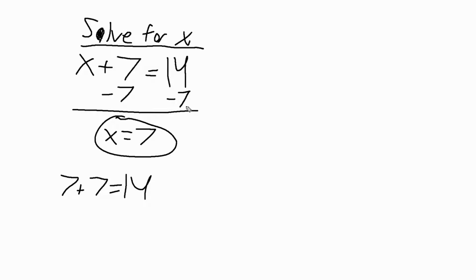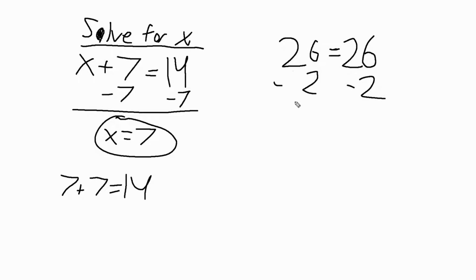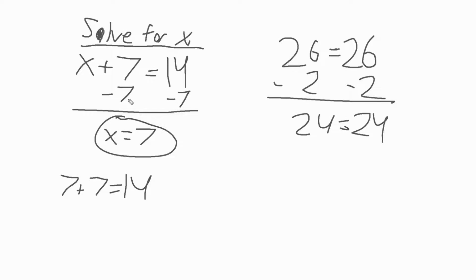You might be wondering why this works. It's basically like if there are two things that are equal to each other, let's say 26 equals 26. If both of these are equal to each other, and we take away, let's say, 2 on both sides, they would still be equal to each other. So that's the same concept that we're applying to this equation right here.